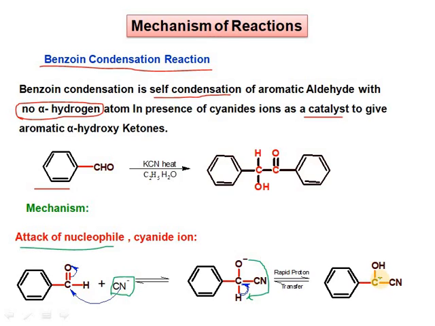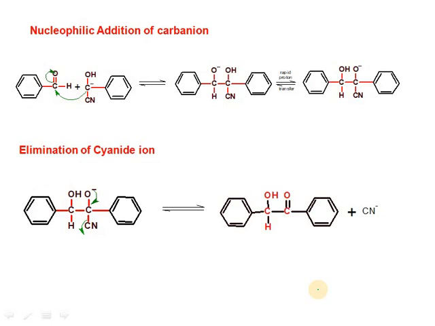Why is it stabilized? Because of the electron donating resonance effect. So this minus charge is stabilized on nitrogen. Similarly, the negative charge on this side is stabilized by the benzene ring. So this carbanion formation is more stable, right? In the second step, what happens?